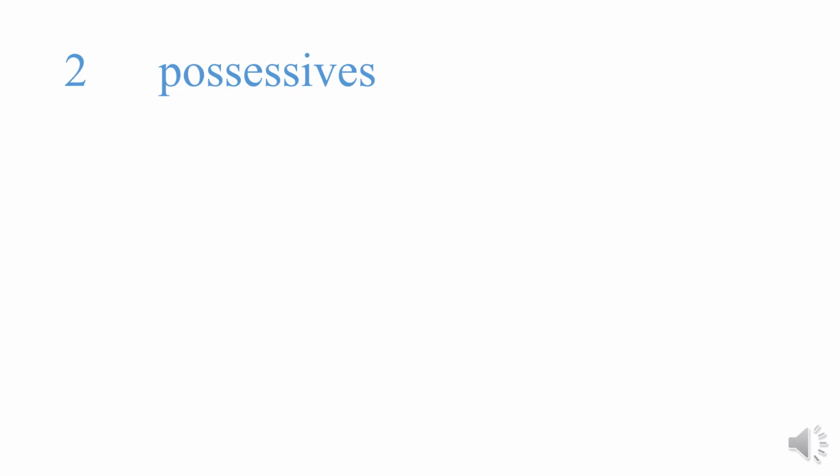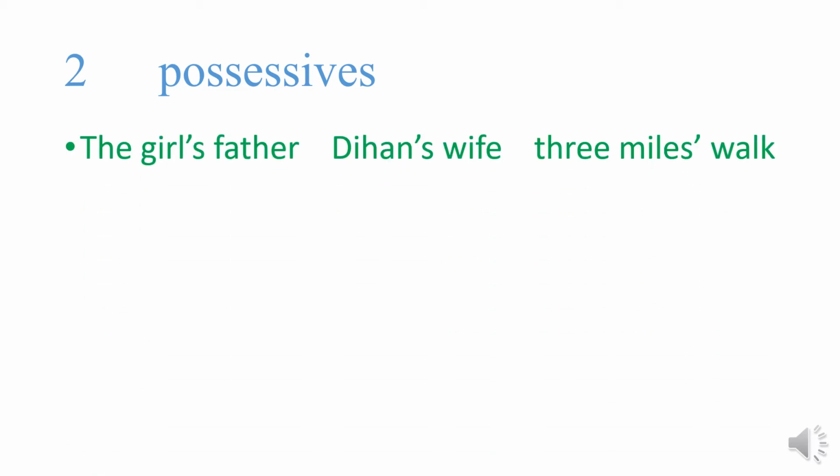Dear learners, rule number 2, possessives. We use apostrophes before or after the possessives as ending of nouns. The example is the girl's father. Say the girl's father is coming, Dihan's wife. Dihan's wife is talking to him. The next example is three miles' oak. We had a three miles' oak.